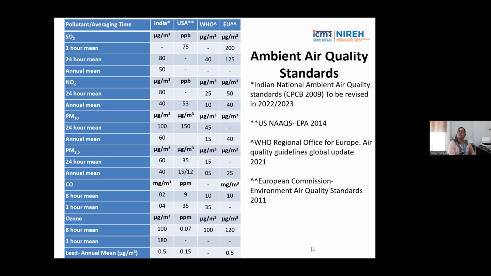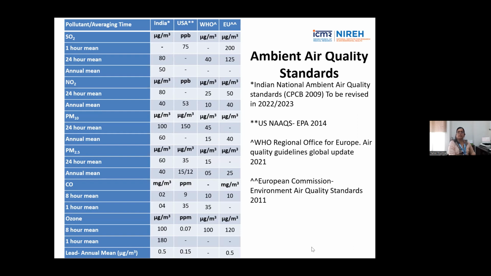Then we have the values given by the Environment Protection Agency of the USA, given in 2014. Then we have WHO, which has just recently updated its guidelines in 2021, making them quite stringent compared to the 2005 guidelines. And finally, we have the European Commission, with environmental air quality standards prescribed in different European countries.